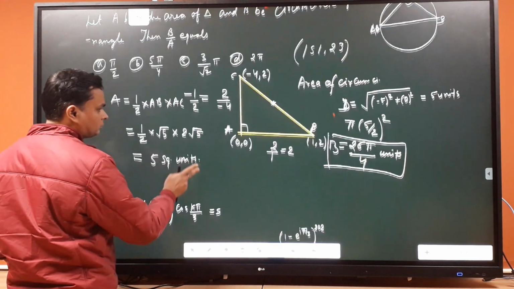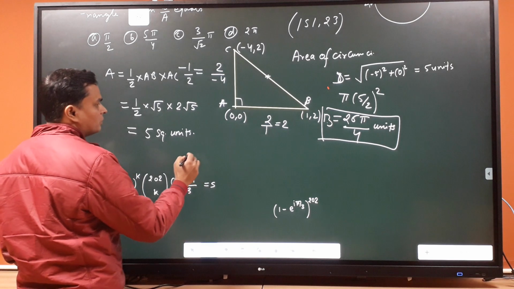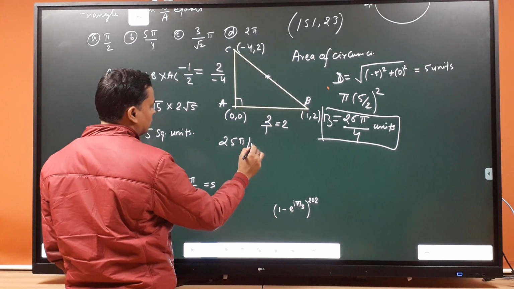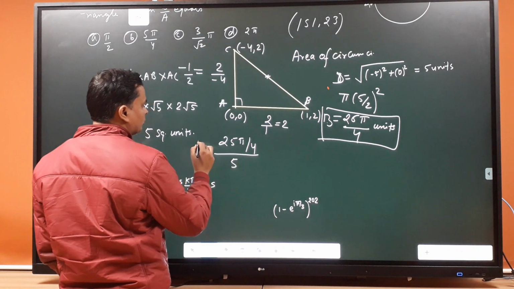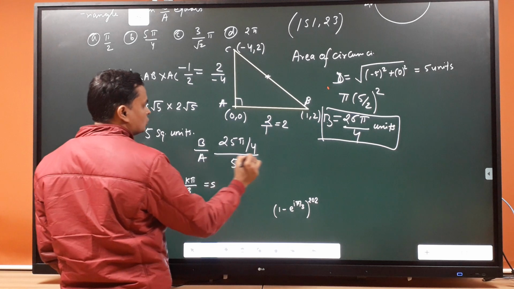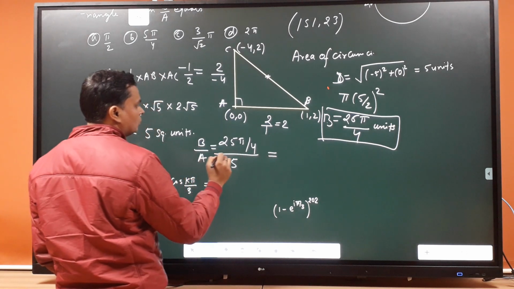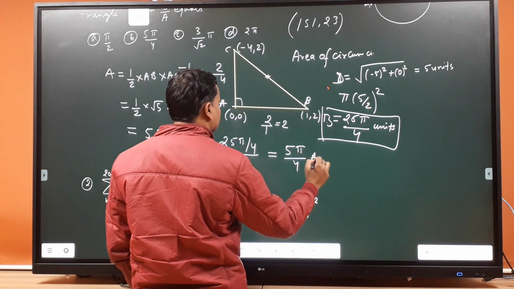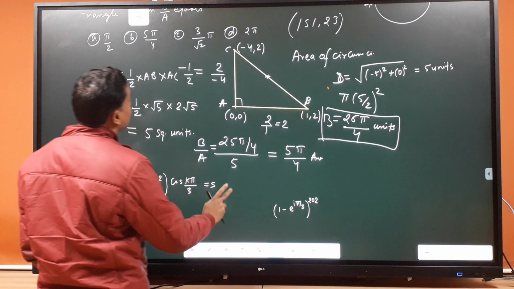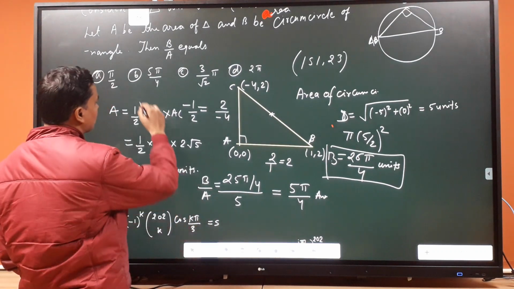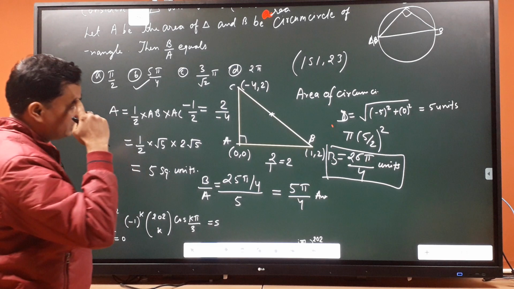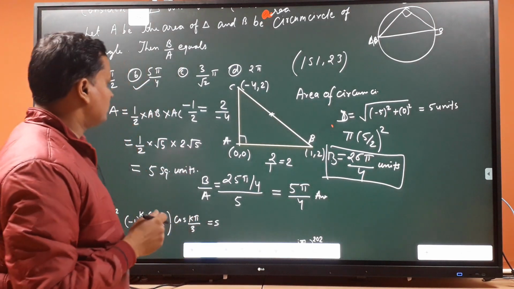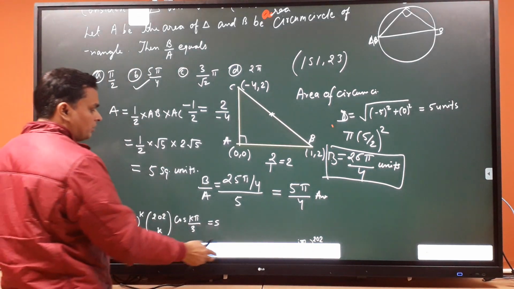B is 25 pi by 4 and A is 5, so B upon A will be equal to 5 pi upon 4. This will be the answer. So yes, this was the second option, 5 pi by 4. The main thing was to identify that this triangle is a right triangle, and once it is identified, the question is quite simple. Now coming to the next question.